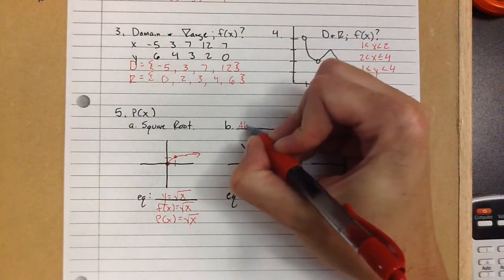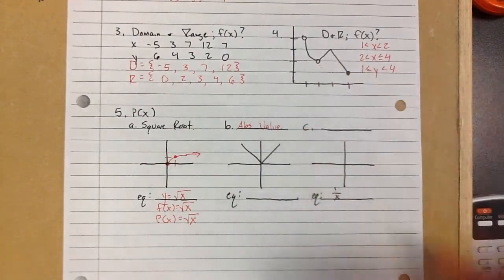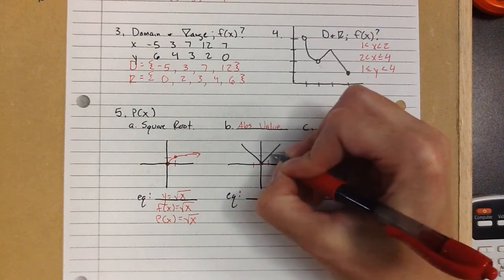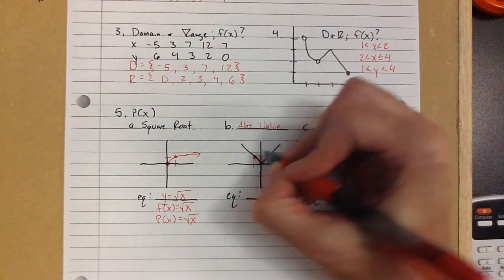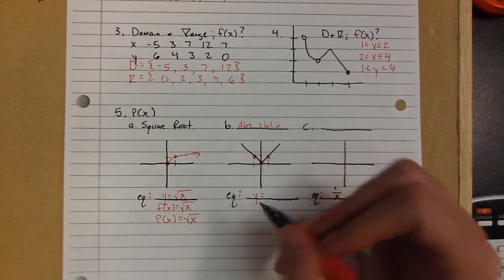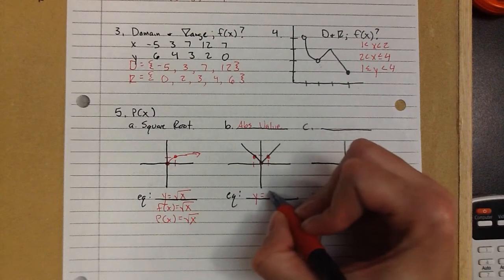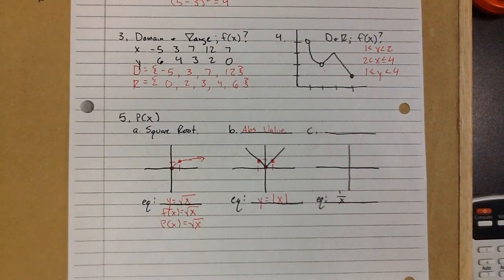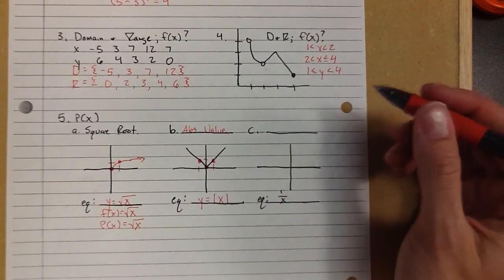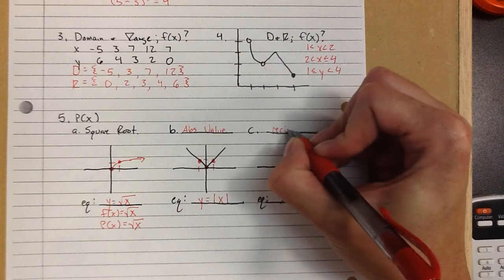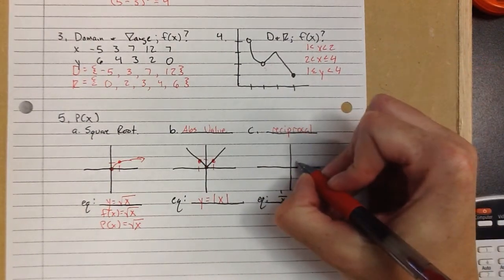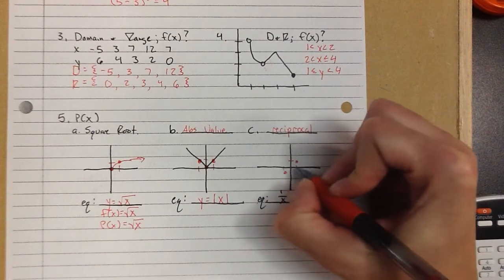It's the only one that has a v in it when you're naming it. Okay? Goes through 0, 0. Goes through 1, 1, and negative 1, 1. What does the absolute value equation look like? There you go. An x in between two lines. Looks like that. So same idea. You could have f of x or p of x. What is c? Reciprocal. Good. And just like the other ones went through 1, 1, so does this one.